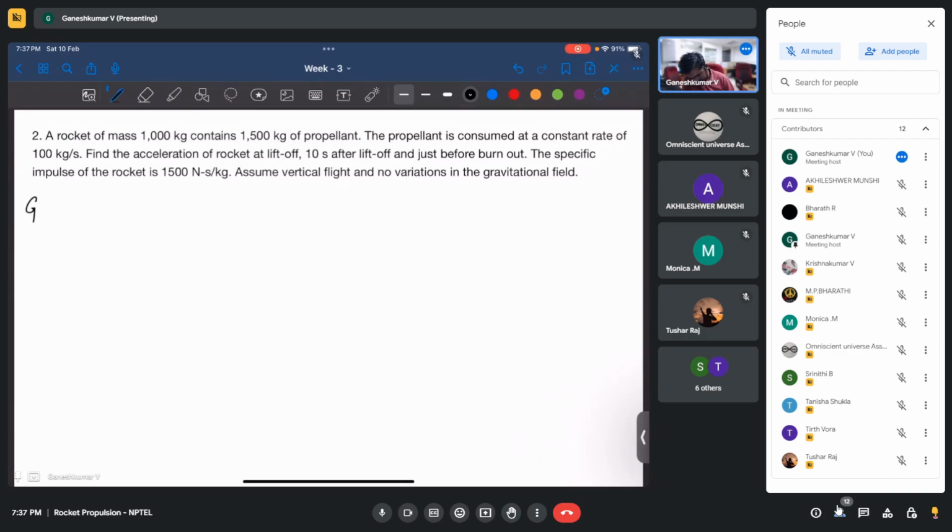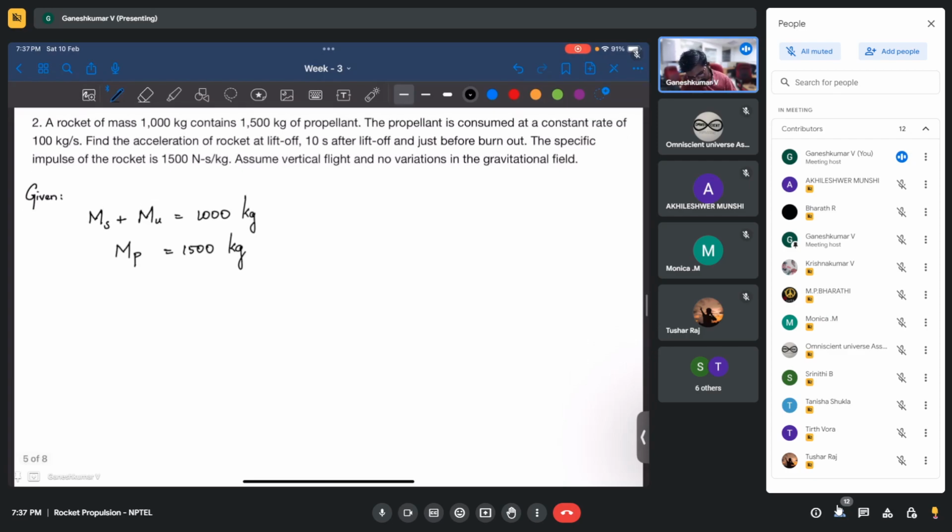Okay, so let me write some important details about this problem. They have given the rocket mass, which is nothing but the structural mass plus the payload mass, which is around 1000 kgs. That is what they have given. And also they have given the mass of propellant, which is around 1500 kgs. Now the propellant is consumed at a constant rate of 100 kg per second, which is m dot. M dot is nothing but 100 kgs per second.